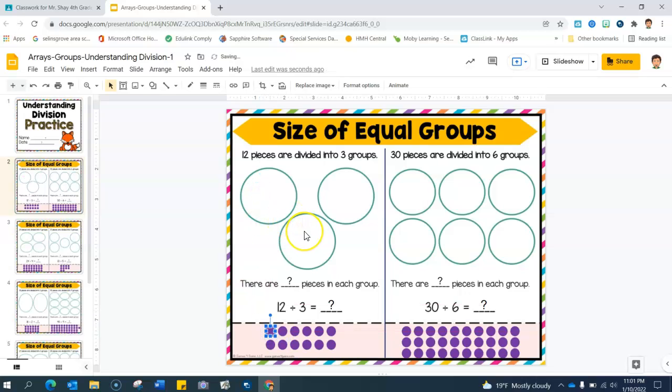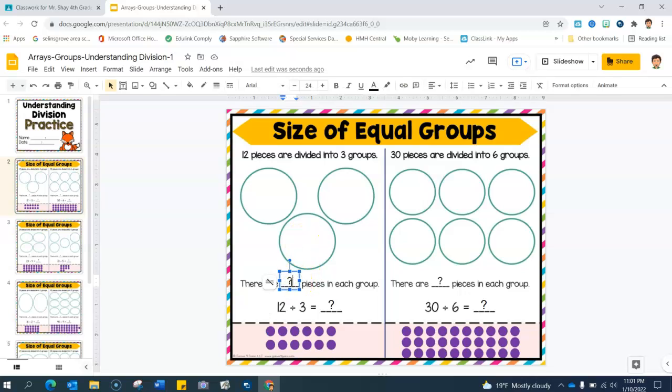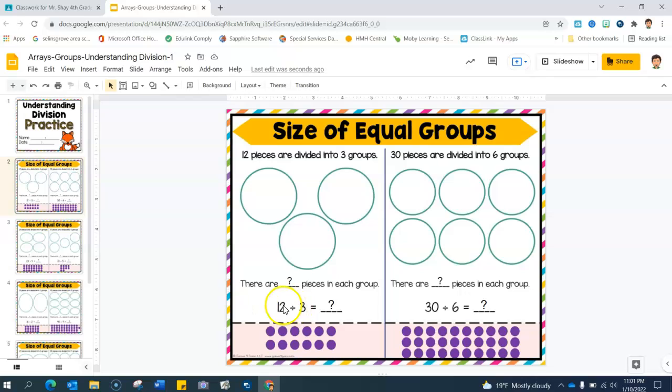So you're going to move these symbols, visuals, up into the block. You're going to split them up and share, right, because that's what division is. And then you're going to write the number of pieces that are in each group. And then you're going to take 12 divided by 3, and that equals what? And again, you're using your fact families for this, right? Think of it as a multiplication problem. 3 times what equals 12? 12 divided by 3 equals what?